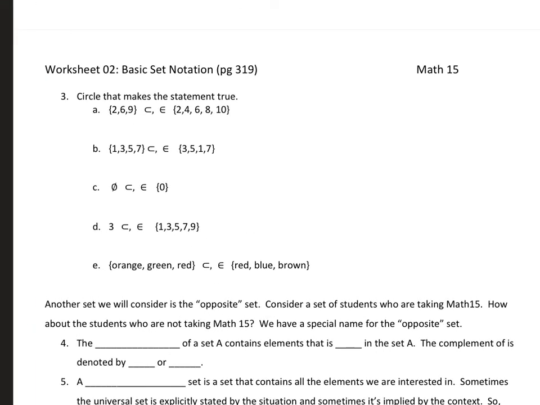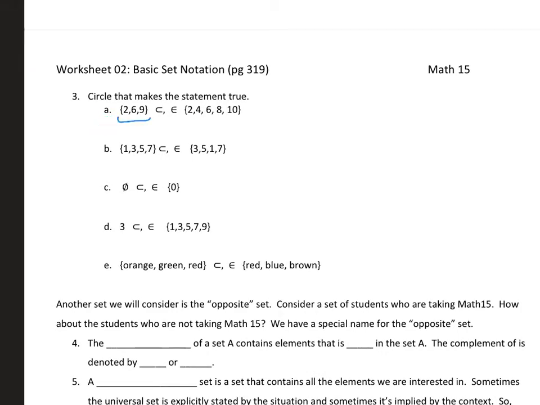Actually, let me just go over one question on number 3. Let's look at number 3, part A. Circle the symbol that makes the statement true. Look at the set on the left here. It has 2, 6, and 9. Look at the set on the right: 2, 4, 6, 8, 9. I want to see if the set on the left is a part of the set on the right. It seems 2 is here, okay. 6 is here, but 9 is not in the bigger set. So the set on the left is not part of the set on the right because 9 doesn't belong to the set on the right.